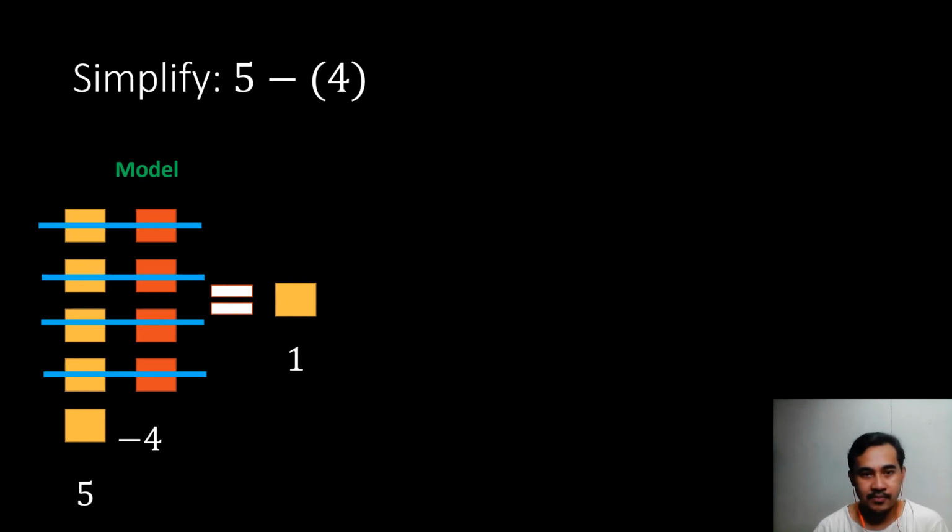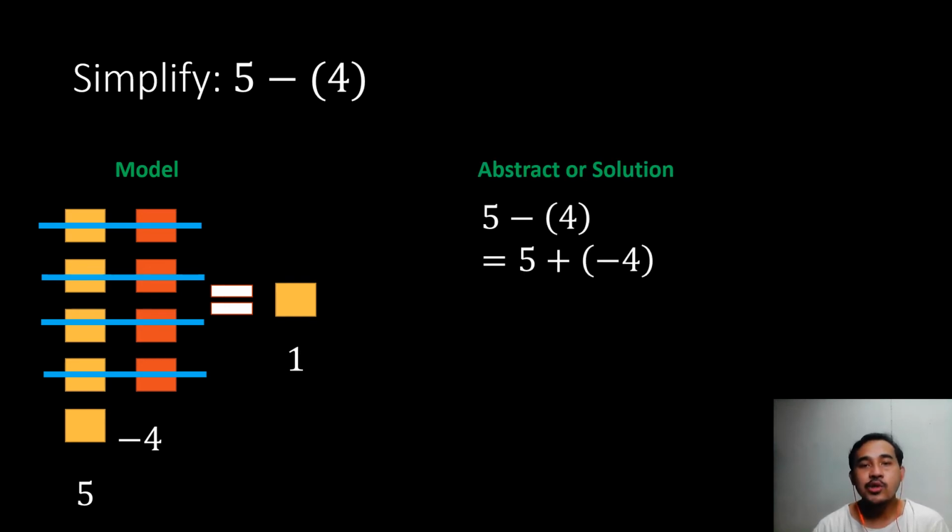Now in abstraction or solution, what happened is this. 5 minus 4, you change the sign of the subtrahend, then it turns out to be negative. And because there is a positive and negative consecutively, it leads to 5 minus 4, and then the answer is 1.